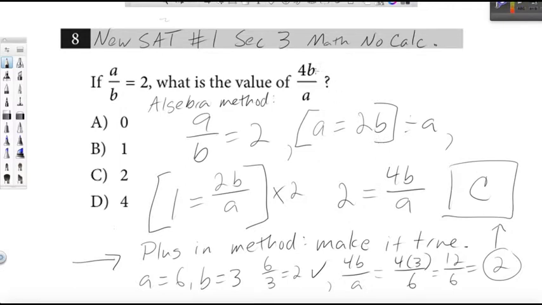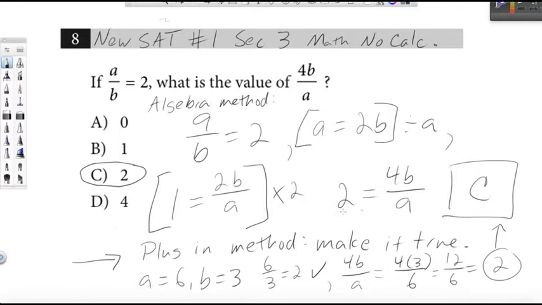At that point, we want to try to get b over a. So kind of the point here is we're taking baby steps towards making this appear in the form we want it to. So we divide both sides by a. A divided by a is 1, which is equal to 2b over a. Now we still want 4b over a, so we're going to have to multiply both sides by 2. So then we have 2 equals 4b over a, which is answer choice C.